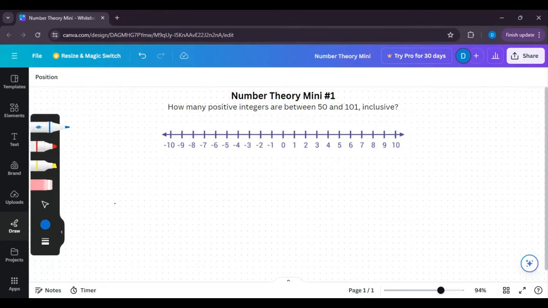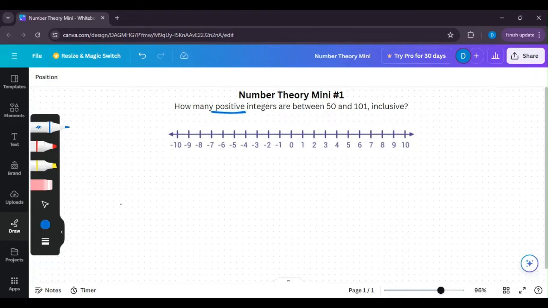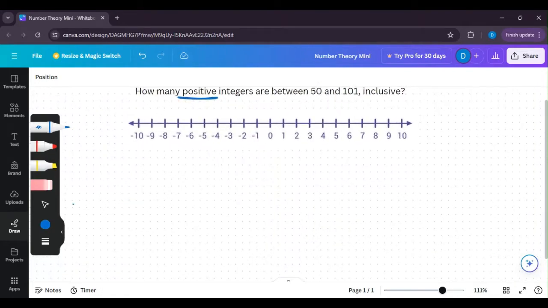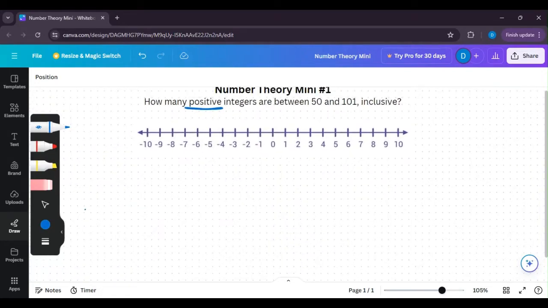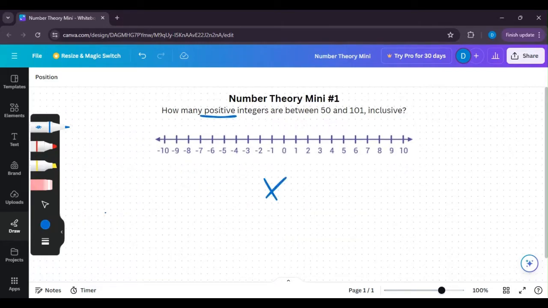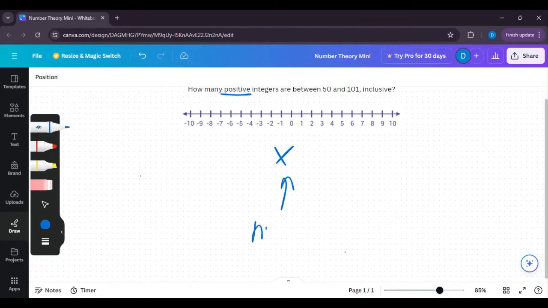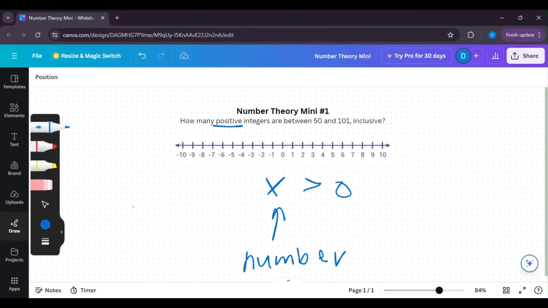Before we solve this problem, I want to make sure that we define some pretty important terminology. The first term that we want to define is positive. Although it might not seem important, positive is a term that we need to define. Positive is any number, integer, or anything that is greater than 0. So if a number x is greater than 0, then it is positive.